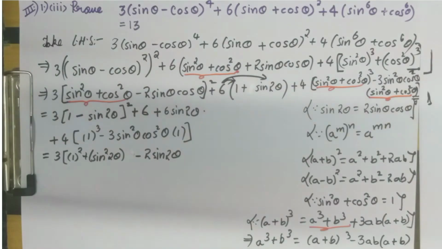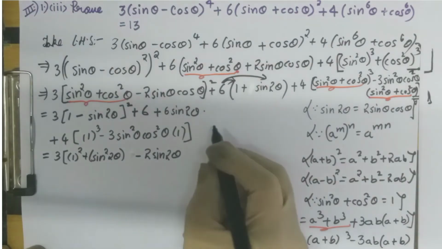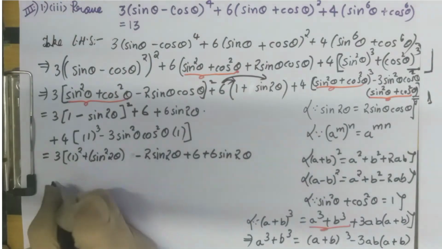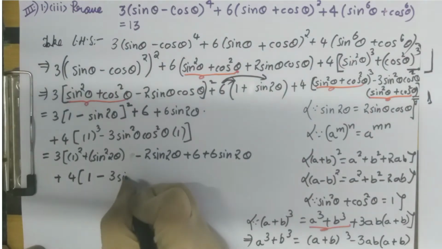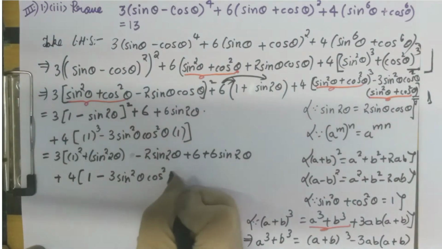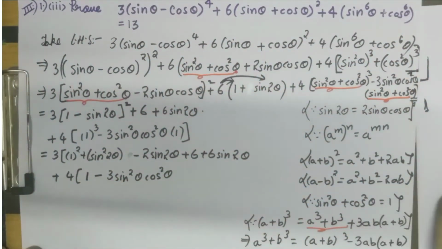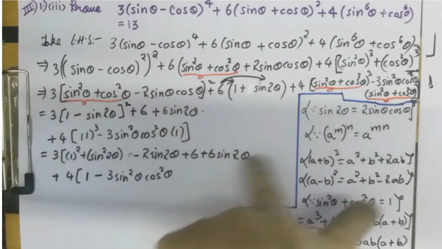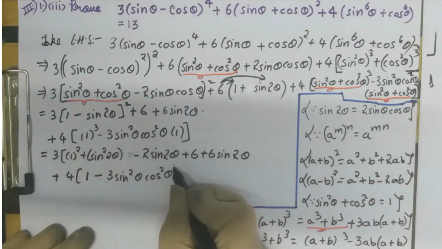Then we have plus 6 sine 2 theta plus 4 into 1 whole cube is 1 minus 3 into sine square theta cos square theta into 1, is 3 sine square theta cos square theta only, because we know anything multiplied by 1 is the number itself. So these are the formulas which we are using in this sum. I have written like this; you can also write in the exam. You will feel it easy. Okay, so let us close the bracket.